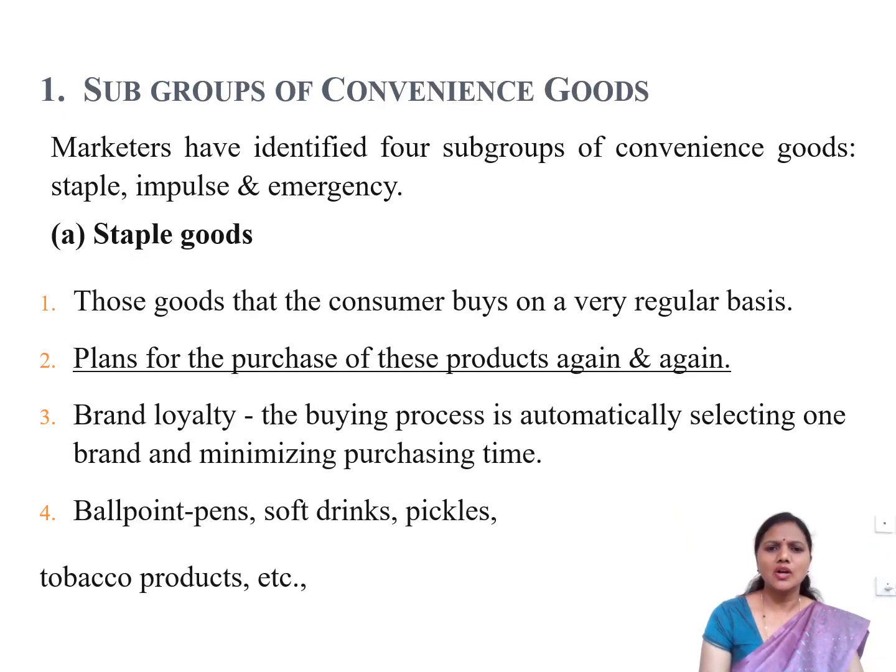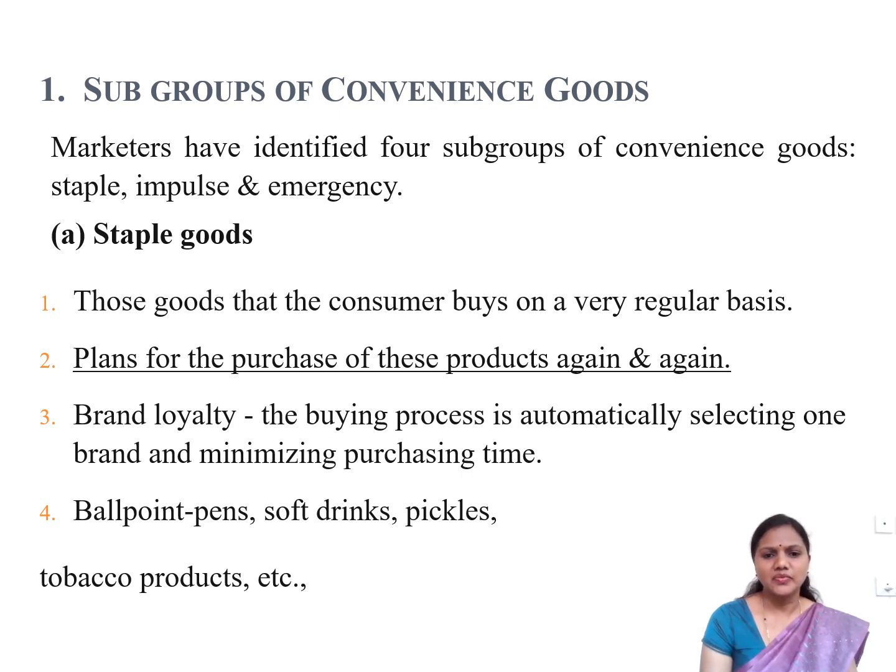Marketers have identified subgroups of convenience goods. They are staple goods, impulse goods, and emergency goods. Staple goods. These are the goods which the consumer buys on a very regular basis. So planning for the purchase of these products again and again will be there. He will prepare the monthly list of groceries, listing out which products have to be bought this month. You will prepare the purchasing of salt, sugar, everything. So planning will be there that he has to buy the product.